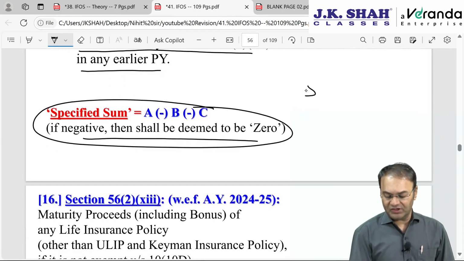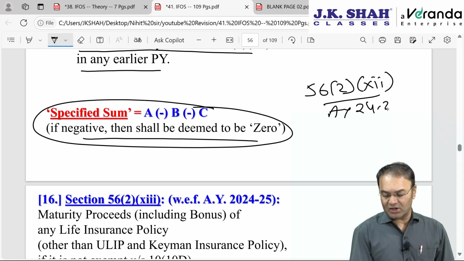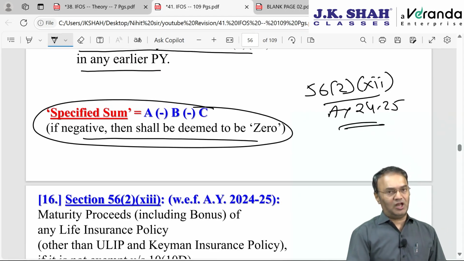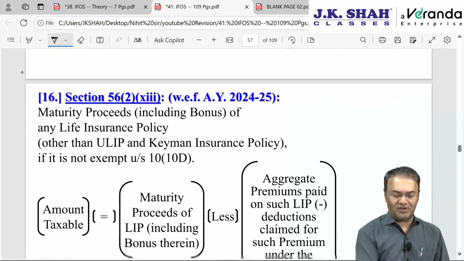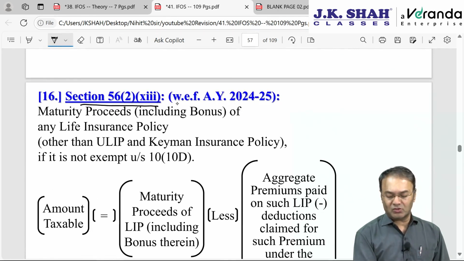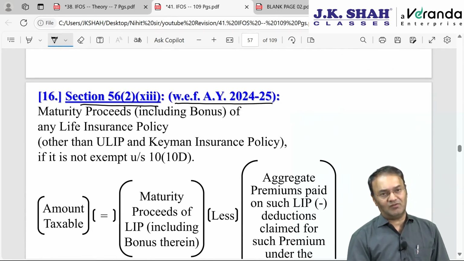Okay, this is 56 subsection 2 clause 12, newly introduced from AY 24-25. A question hasn't come yet on this, a question is expected anytime. It's very simple, it can come in the form of MCQ. 56 subsection 2 clause 13, again introduced last year, AY 24-25.